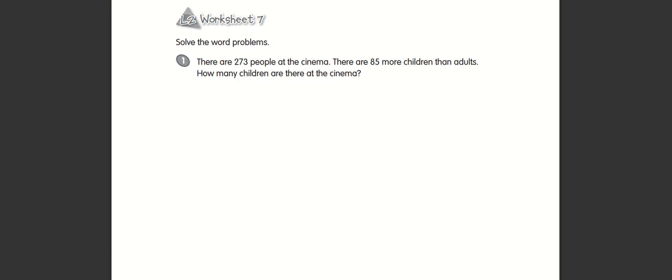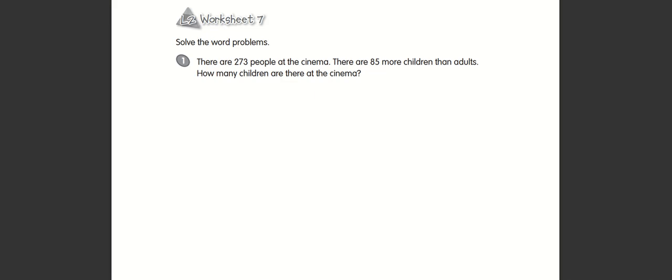So in this question, as you read, you realize that you've got to be the one deciding which one shall I put as algebra. Let's look at this one. This is question number 1. There are 273 people at the cinema. There are 85 more children than adults. How many children are there at the cinema?